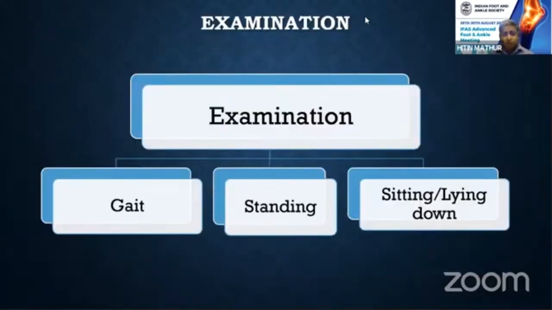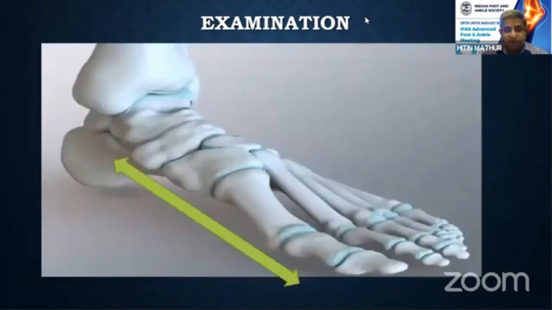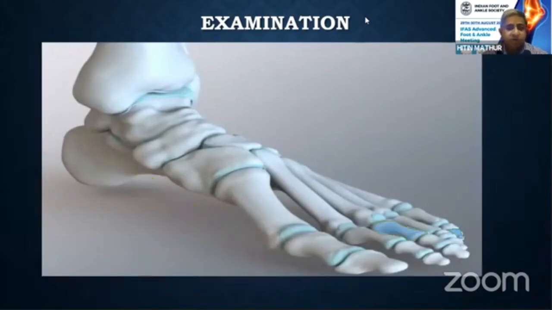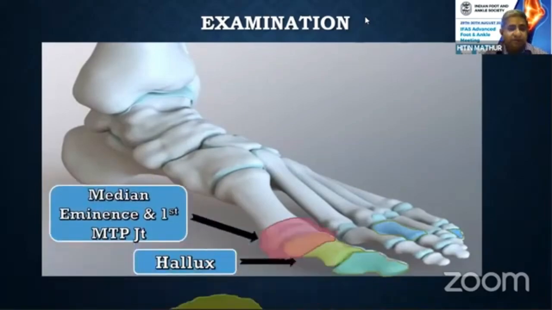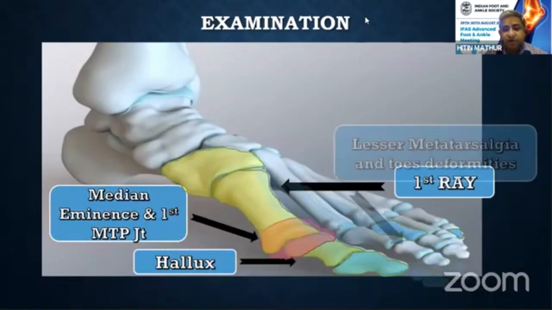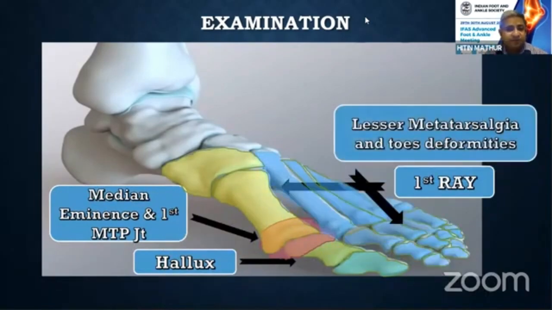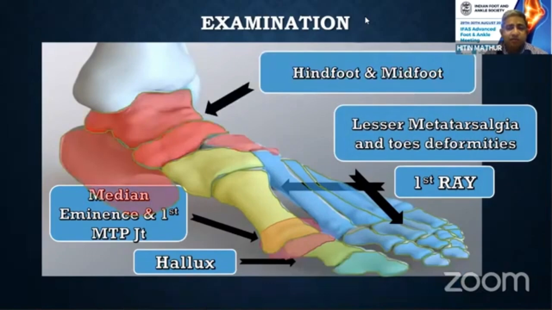So when these patients come to you, you need to examine the foot. And as in all foot and ankle examinations, you proceed with the examination of the gait, examination in standing, and examination in the sitting and the lying down position. As far as the foot examination is concerned, you can either proceed from distal to proximal or from proximal to distal. If you proceed from distal to proximal, you should examine the hallux, the medial eminence and the first MTPJ joint, the first ray, the lesser toes and the metatarsals, the hind foot and the midfoot.